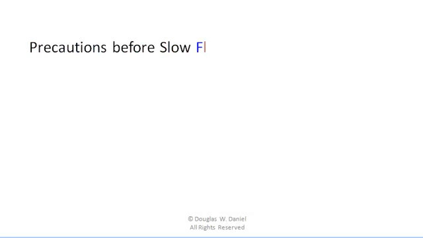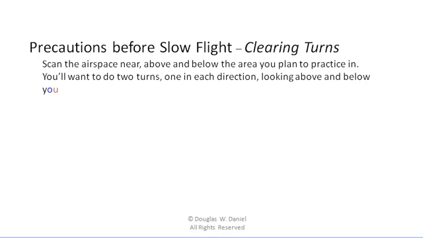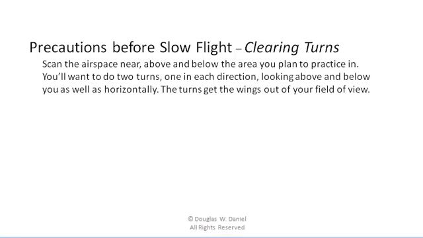Precautions before slow flight: clearing turns. Scan the airspace near, above, and below the area you plan to practice in. You'll want to do 2 turns, one in each direction, looking above and below as well as horizontally. The turns get the wings out of your field of view.